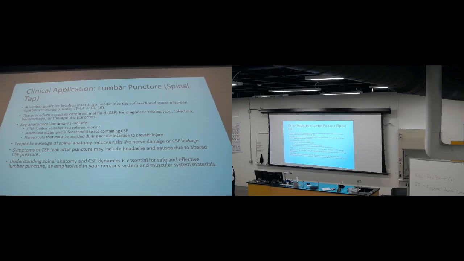And then you can test not only for infections, but also for hemorrhages. The anatomical landmark in this case will be the 5th lumbar vertebra, and then you go 1 or 2 vertebrae above, and then you withdraw the CSF.